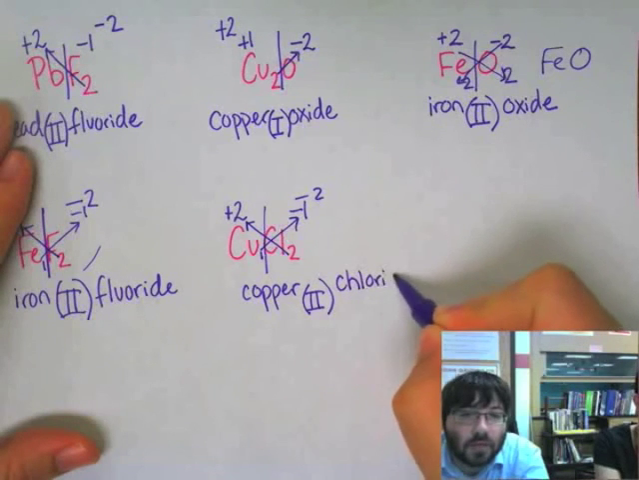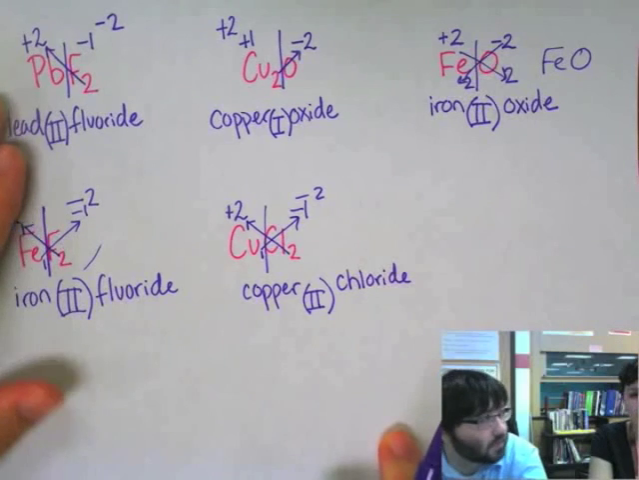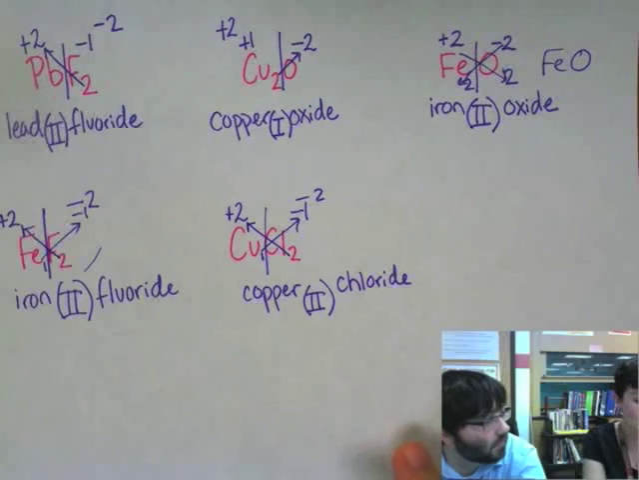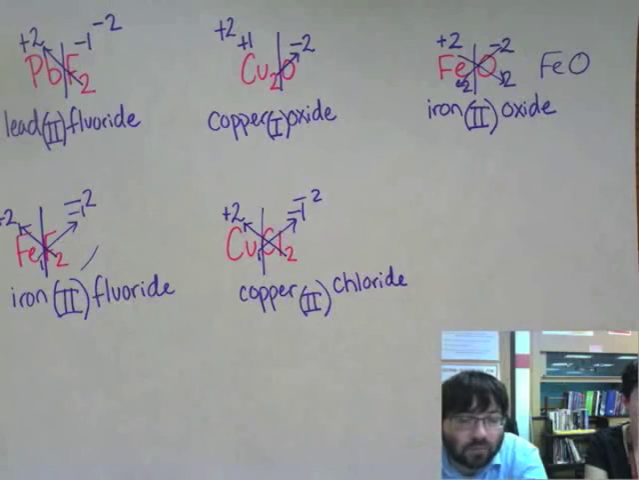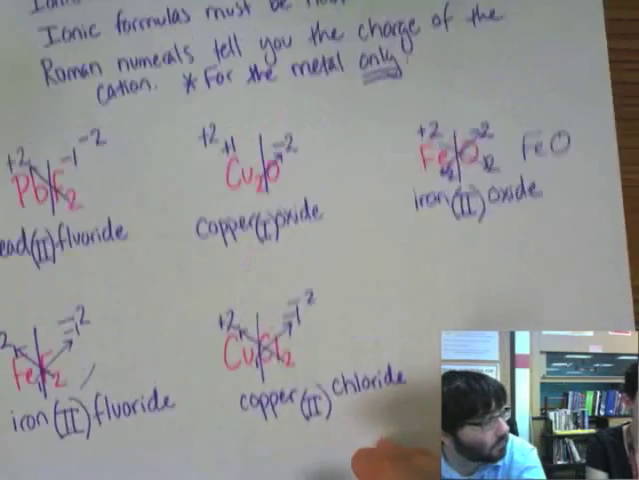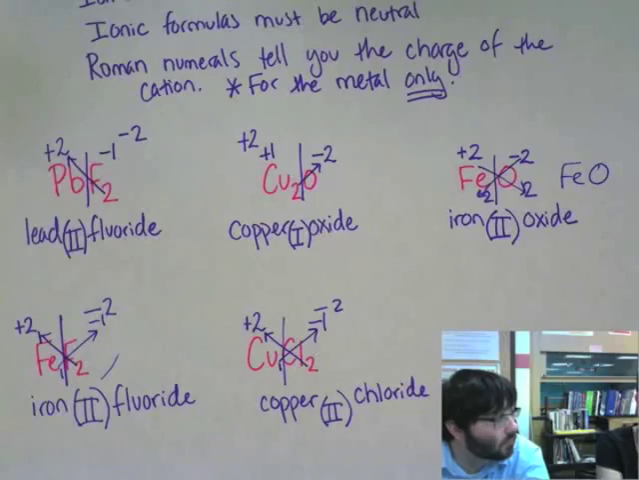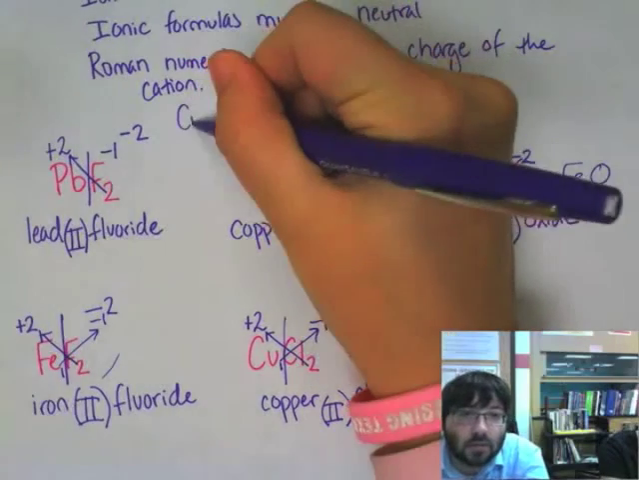So it looks like you just crisscross each time, and then use the Roman numeral to designate, right? Mm-hmm. So crisscrossing can also help tell you the charge, right? Yeah, yeah. Crisscross applesauce.